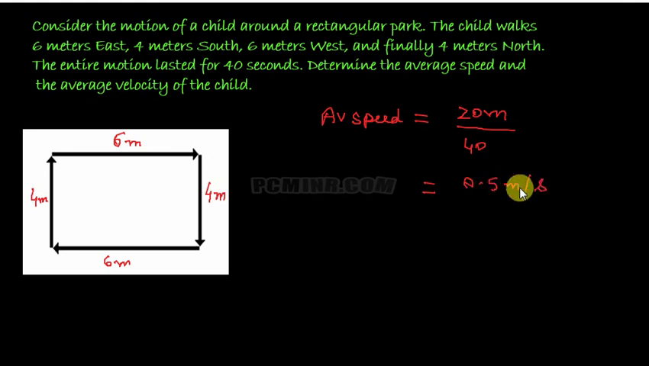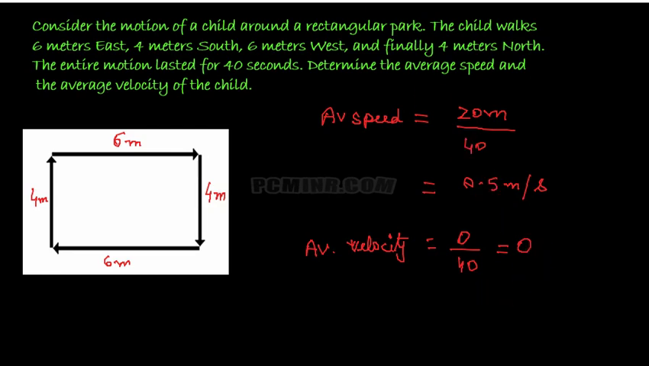But what about the average velocity? Since the child returns to his original position, so you all know the displacement is going to be 0, and so the average velocity is displacement 0 upon time 40. So you get 0 meter per second. So average speed cannot be 0 because there is always some distance traveled, but average velocity will be 0.